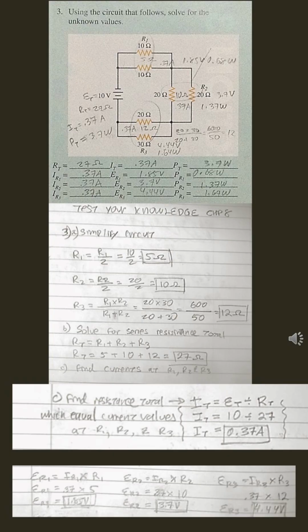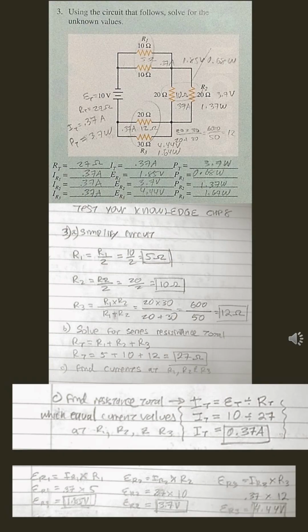Next, we solve for the series resistance total. Since we have simplified it, it is a purely series circuit, so we add those resistances. In this case, 5 plus 10 plus 12 equals 27 ohms. So next, we move on to finding the current total, since in a series circuit we have equal current values. To find our current total, we have to find our resistance total.